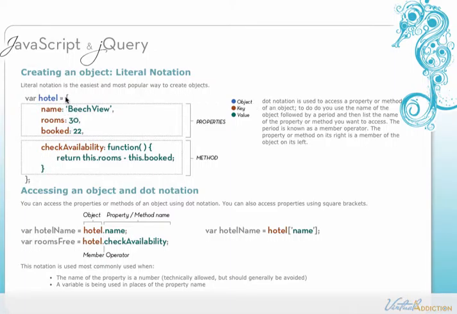So in this example here, everything between the curly braces and the contents are considered the object. The object is stored in a variable called hotel. So you would refer to it as the hotel object.